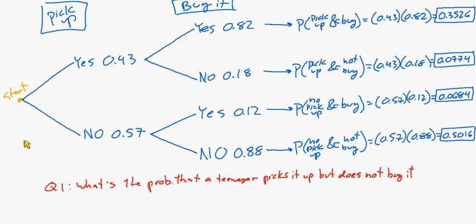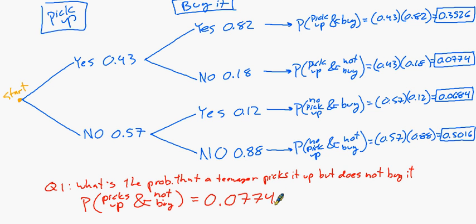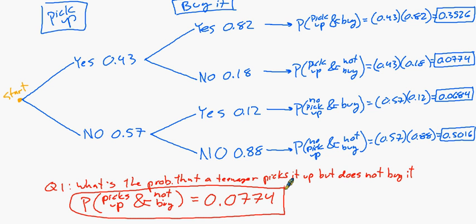What is the probability that a teenager picks it up but does not buy it? Writing that out in probability format, it looks like this: the probability of picks up and not buys. Now you can see it's really easy. This is one of our choices here, and so you just pick it right off of the tree diagram. 7.8% chance of picking it up but not buying it.